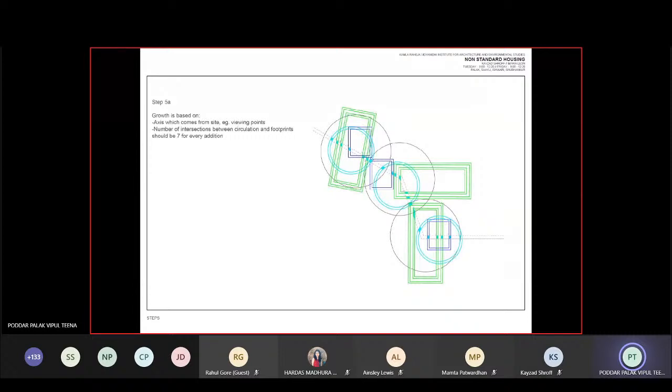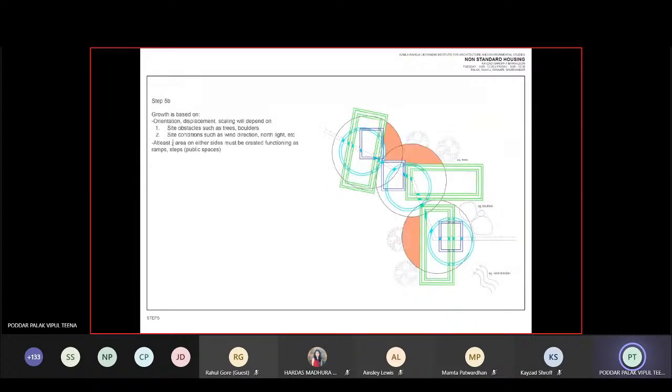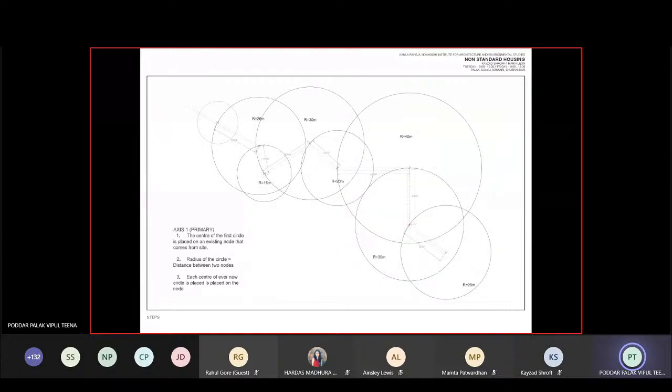And the growth will then be based on factors like orientation, displacement, and scaling, which will depend on site conditions, largely obstacles like trees and boulders, or site conditions like the wind direction or north light. And to further detail out the way the axis will work, we thought that the center of the first circle could be placed on an existing node that will come from site.